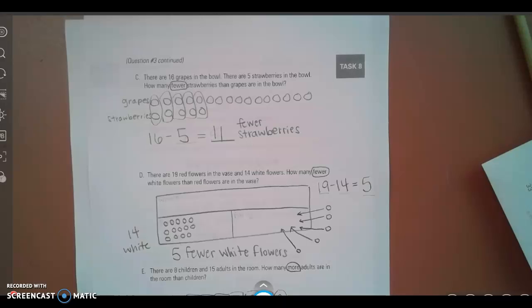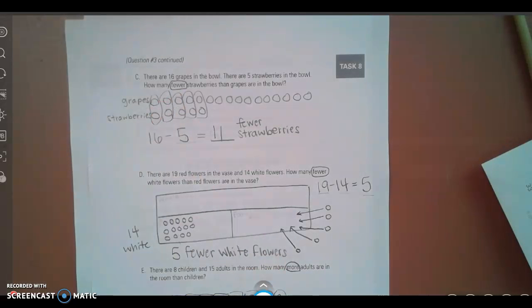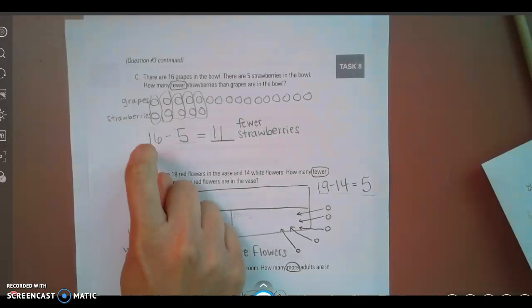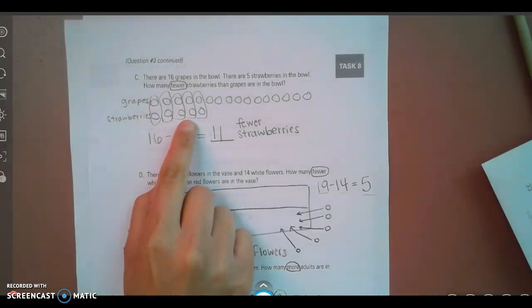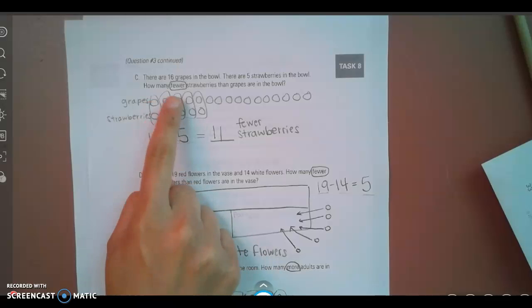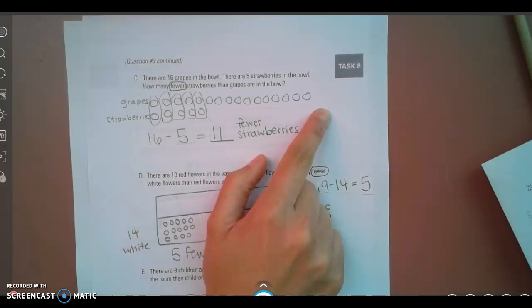This is question C. There are 16 grapes in the bowl. There are 5 strawberries in the bowl. How many fewer strawberries than grapes are in the bowl? On this one, I circled the clue word fewer. That helped me to figure out that I'm going to be finding the difference between the grapes and the strawberries. So again, I drew the same kind of picture. I drew 16 grapes, and then I drew 5 strawberries, and I lined them up, circled them to make sure they were lined up. And then these were all the grapes that there were extra.